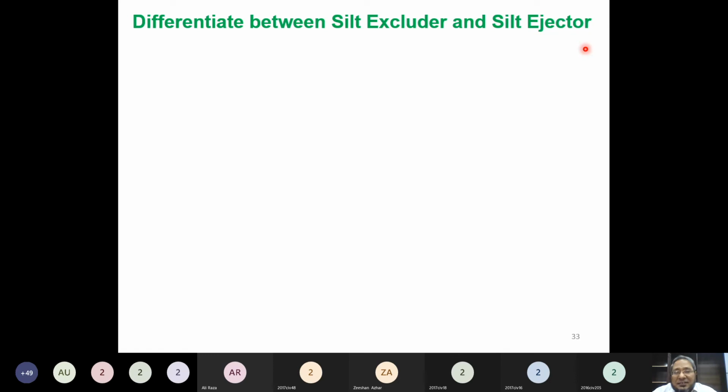All right. And this is how we do silt control in canals. So do you have any more questions about this silt control?